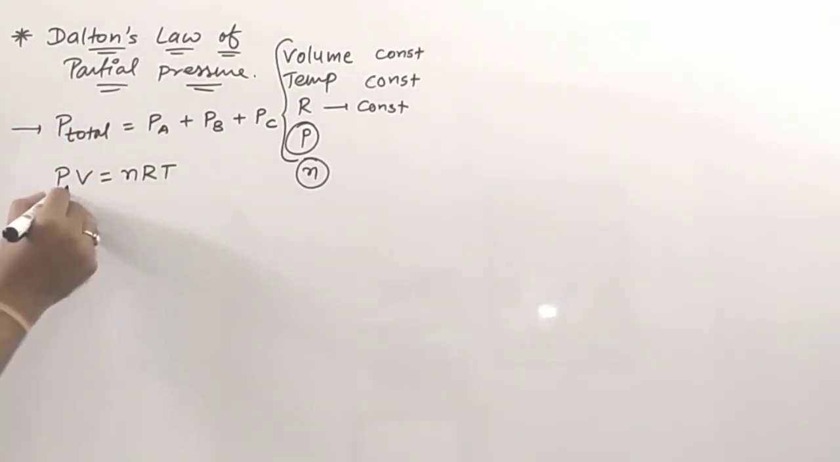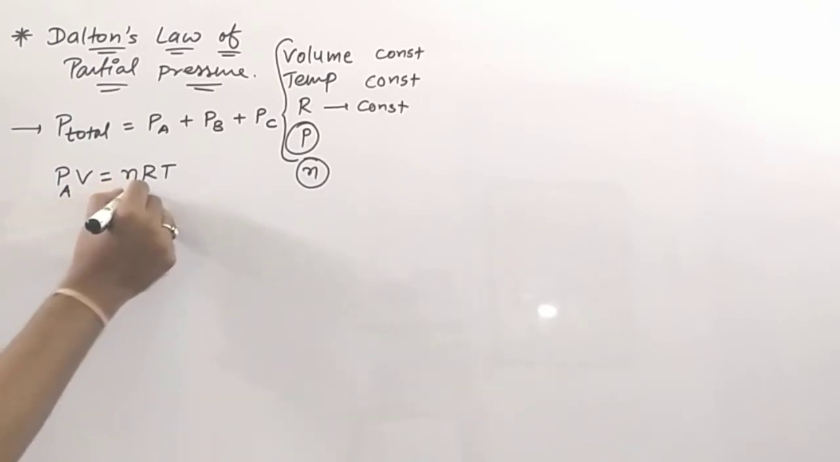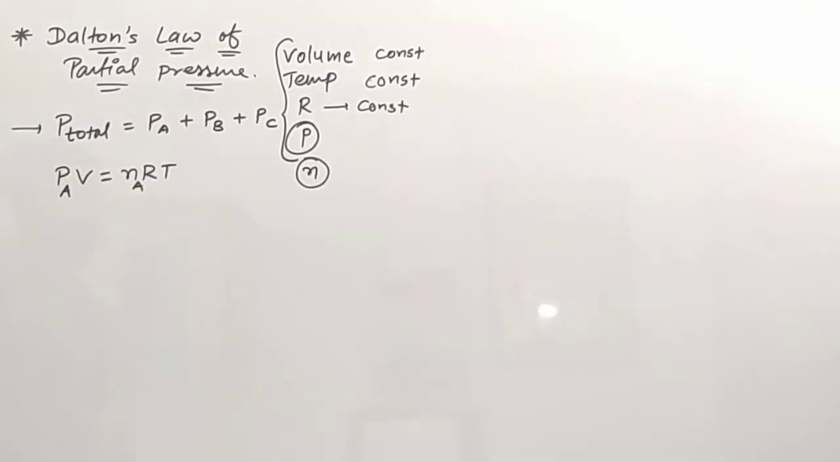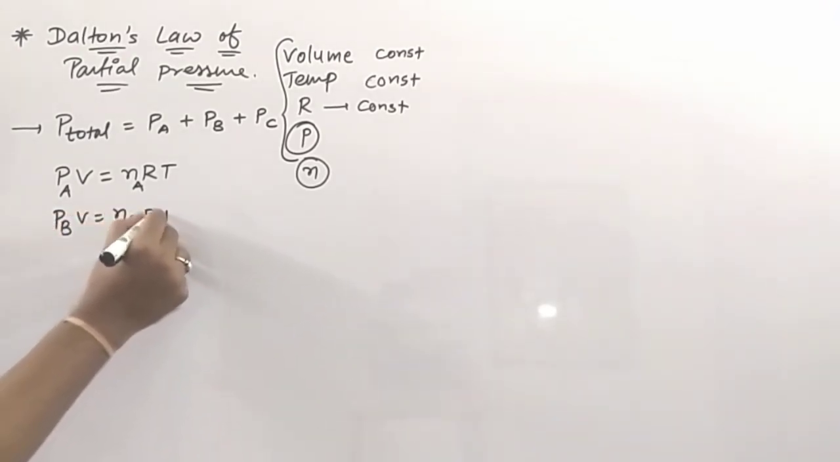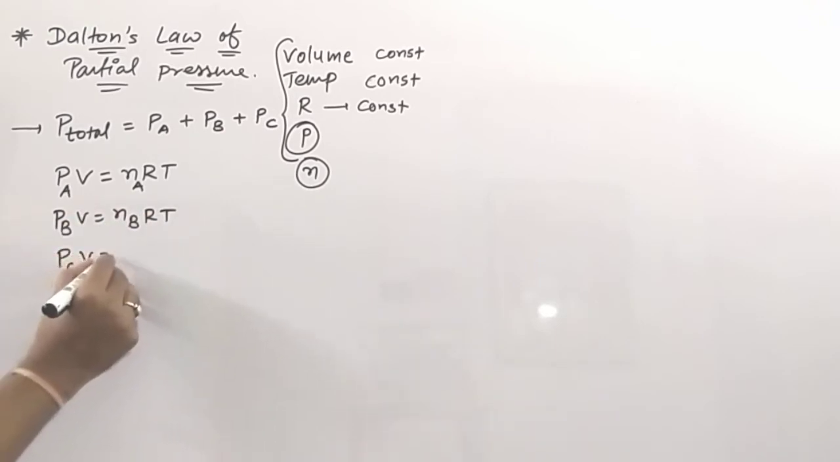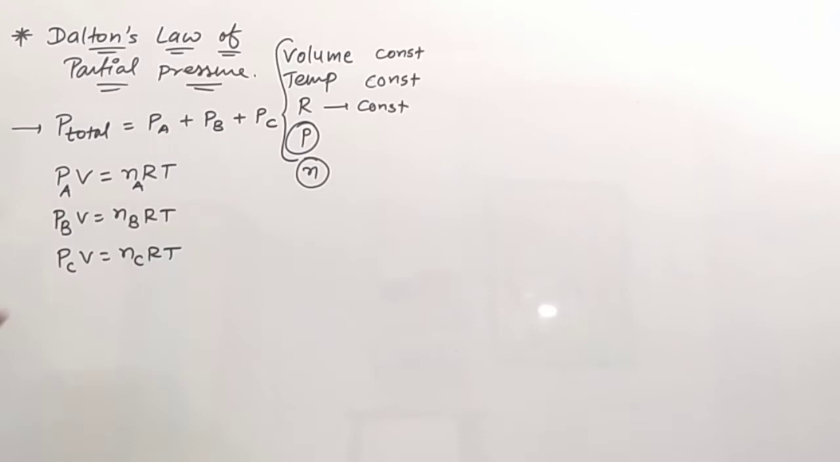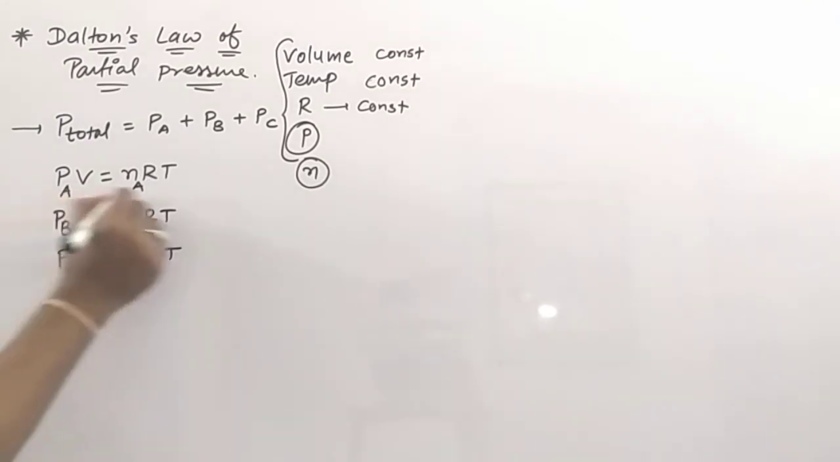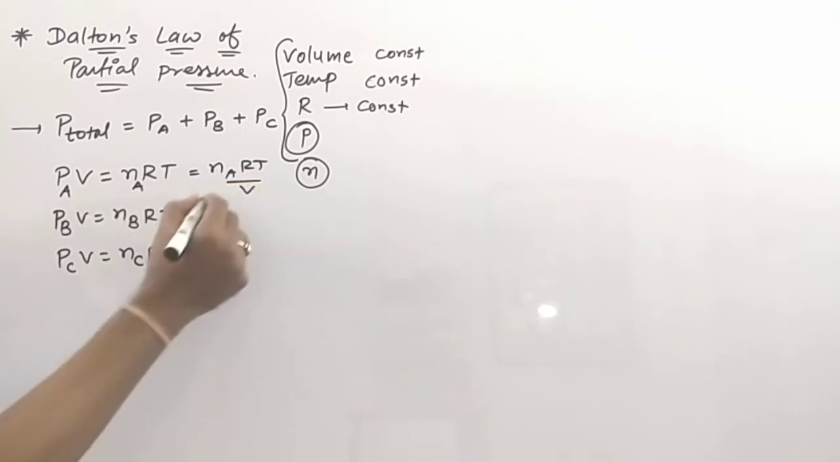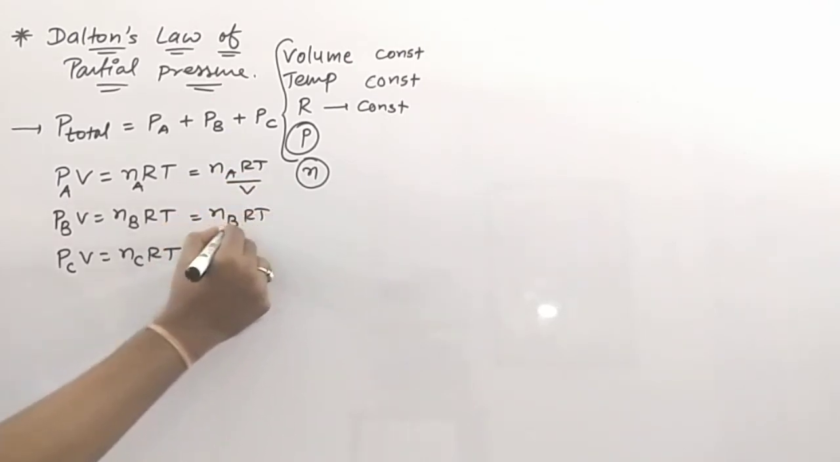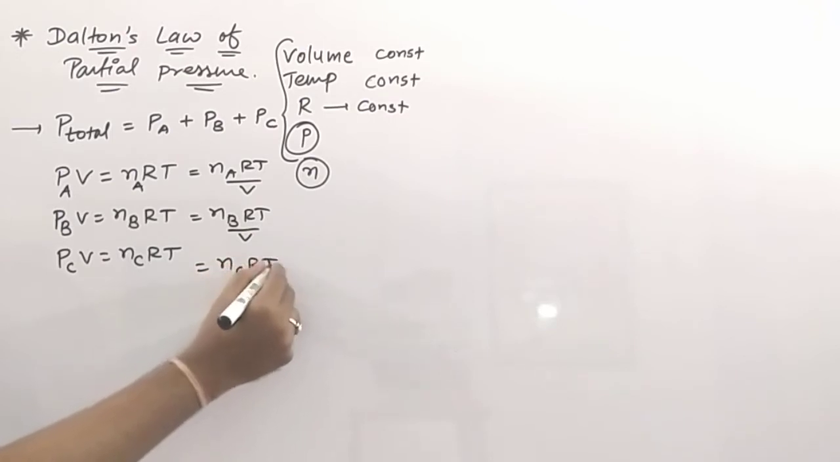So can I write here that PAV is equal to nART? All the rest of the things will remain the same. I can also write PBV is equal to nBRT, and PCV is equal to nCRT, because only two variables are there: pressure and moles are different. All the rest of the things remain constant. Clear? So now I am substituting the value of PA. Can I write nART upon V? Here also I can write nBRT upon V, and here also nCRT upon V.